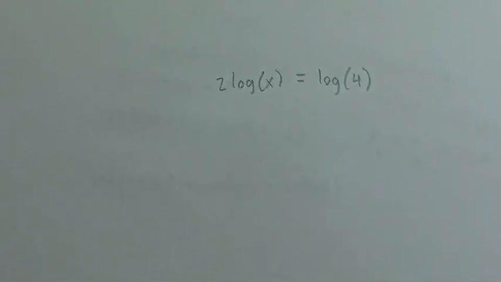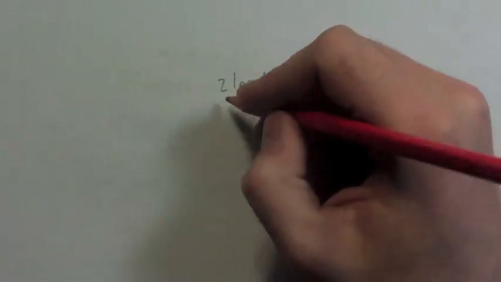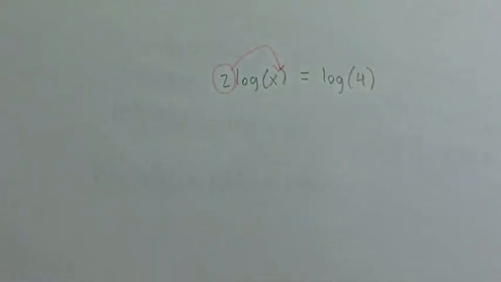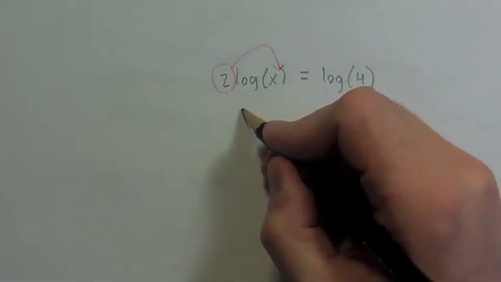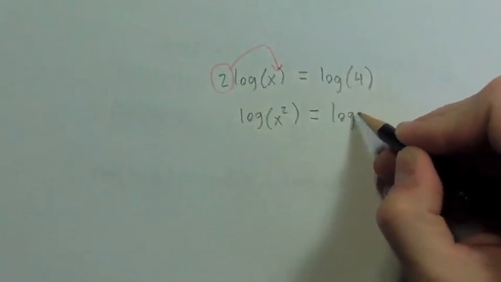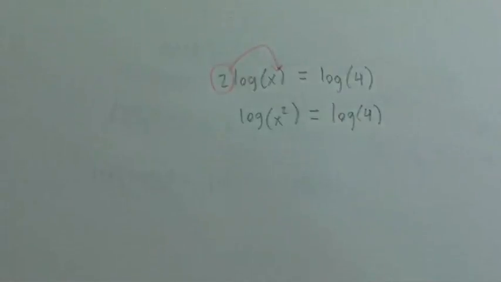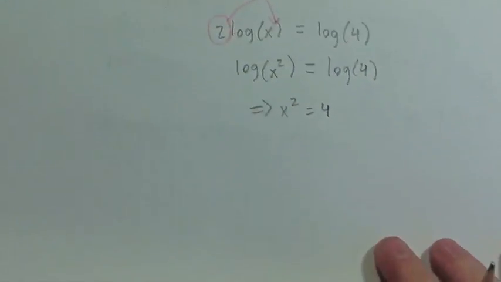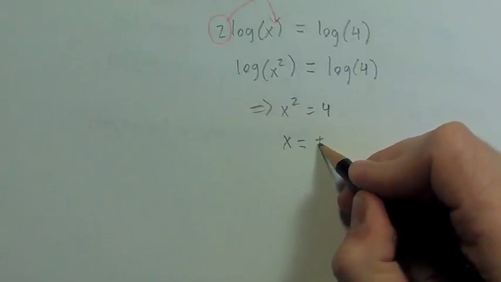Okay, so if we started with this equation, 2 log x is equal to log 4. Since I have logs on either side and it's going to be hard to actually isolate them, what I'll do is get it so I have 2 isolated logs on both sides. So I'll move that 2 up into the exponent to get log x squared is equal to log of 4. And then if log of x squared is equal to log of 4, that tells me that x squared must be equal to 4. So x is equal to plus or minus 2.